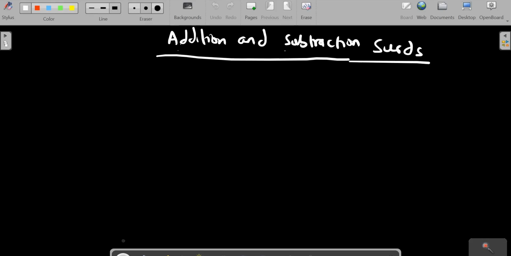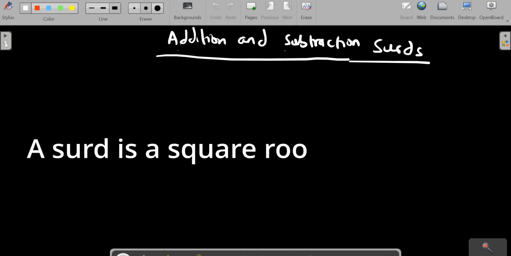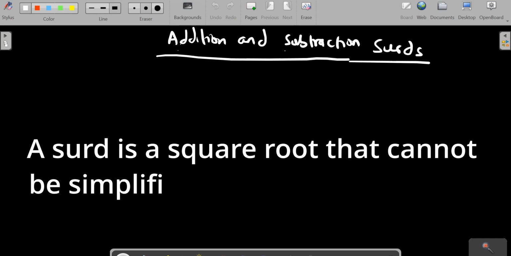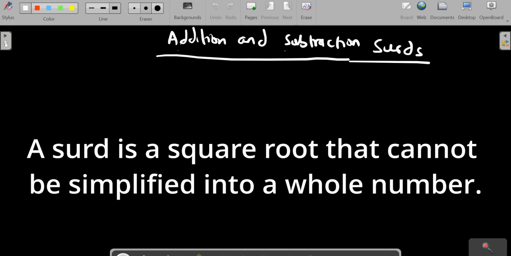Welcome to today's class. In today's class, we'll be dealing with addition and subtraction of surds. But before we move on, you need to understand what surds are. Surds are square roots which cannot be simplified into whole numbers.